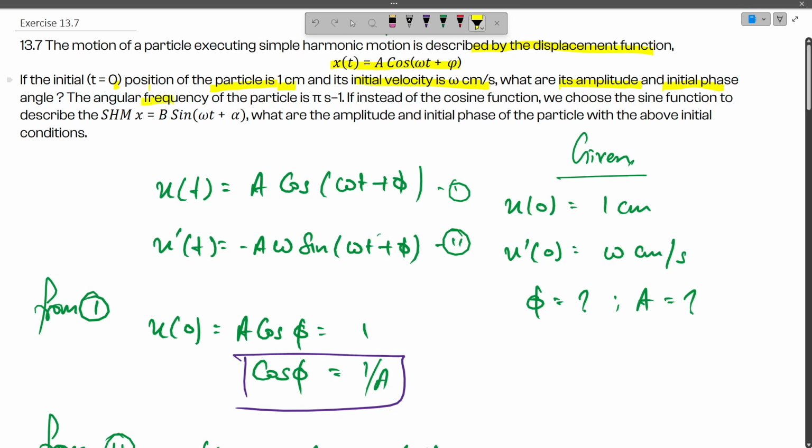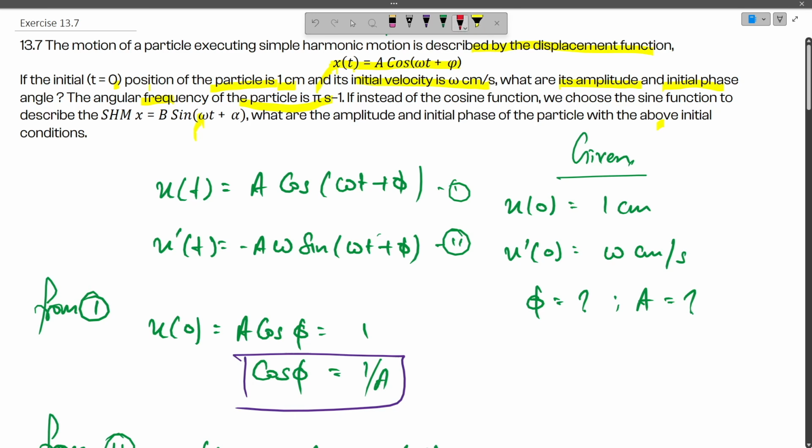The angular frequency of the particle is pi per second. If instead of the cosine function we choose the sine function to describe the SHM, x equals B sin(omega t plus alpha), what is the amplitude and initial phase angle of the particle with the above initial condition? So we have been given the initial data of an SHM, and we have to find out the equation of SHM using this cosine form and the sine form.